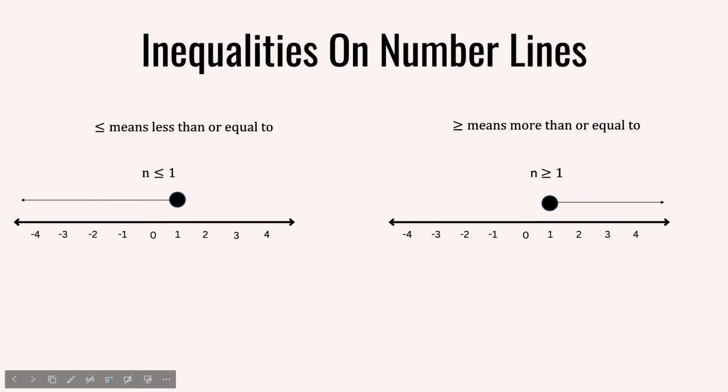These number lines are the exact same as the previous number lines I just showed you, but now our dots are filled in as we have a line underneath our inequality sign. This line underneath our inequality sign means less than or equal to in our first equation and more than or equal to in our second equation. The line simply means equal to. So if we were asked to find values of n, we would say n could be 1 or any number underneath 1 in the first equation, or n could equal 1 or anything greater than 1 in our second equation.